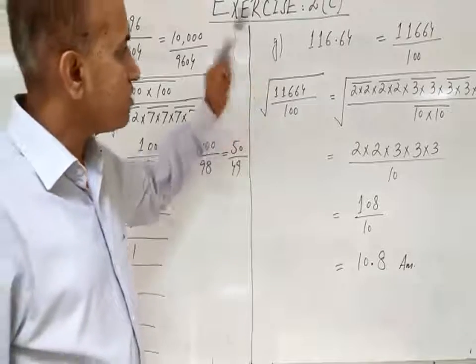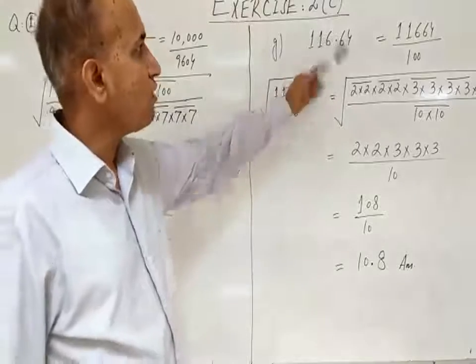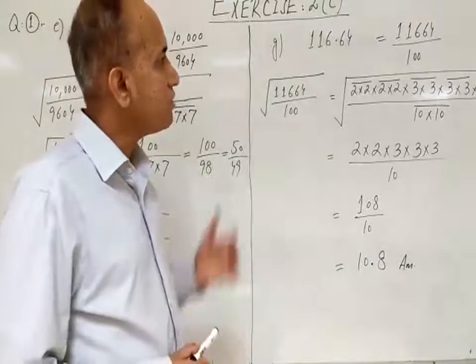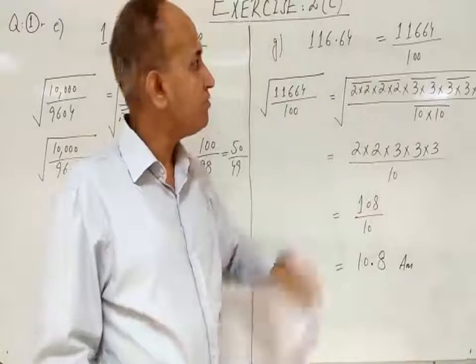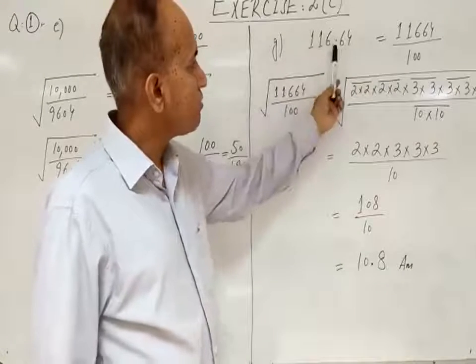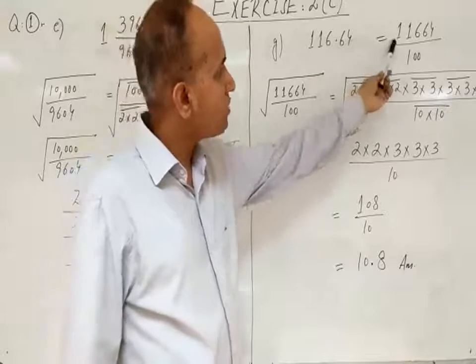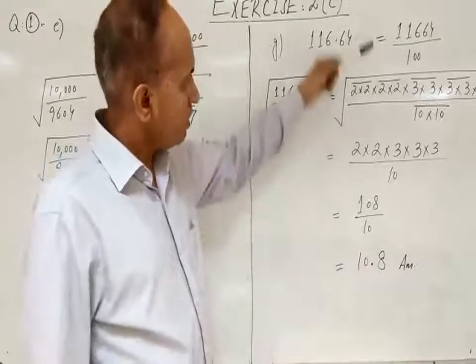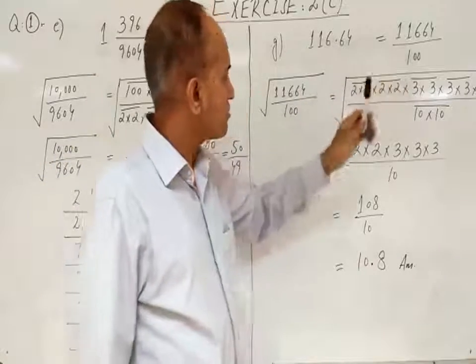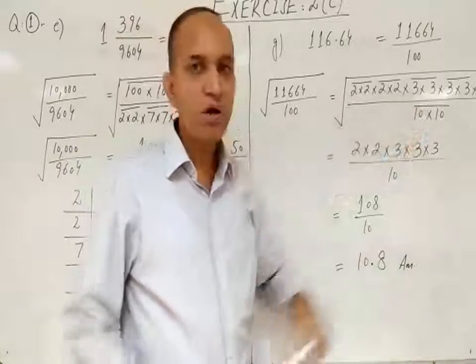In part G, we are given a number in decimal form. So first of all, we remove this decimal by dividing by 100. When we remove this decimal, we have after decimal two digits. So we get 11664 divided by 100. Now we can factorize both of these. When we factorize this, we get all these prime factors.